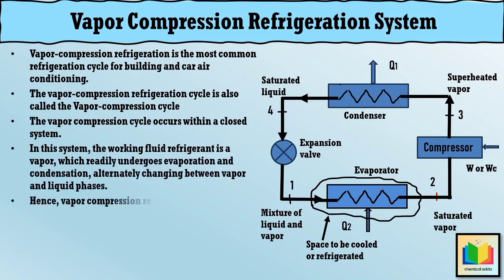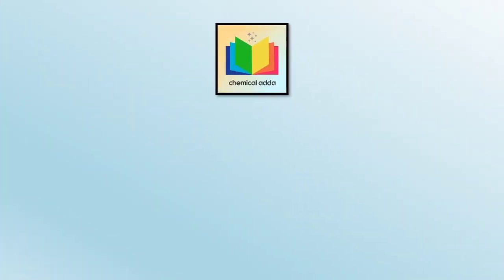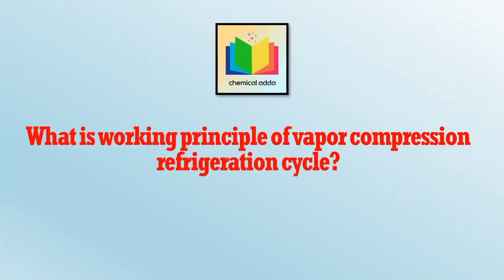Hence, the vapor compression refrigeration system is also called a latent heat pump, since it pumps latent heat from the cold space and delivers it to the cooling water. Therefore, many industrial plants use huge vapor compression refrigeration systems, including oil refineries, petrochemical and chemical processing plants, and natural gas processing plants. Now let's understand the working principle of the vapor compression refrigeration cycle.